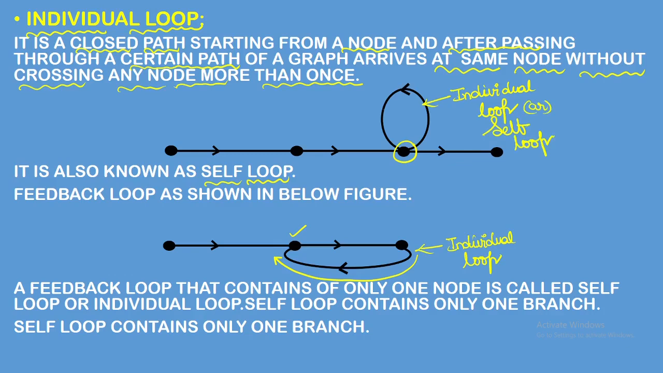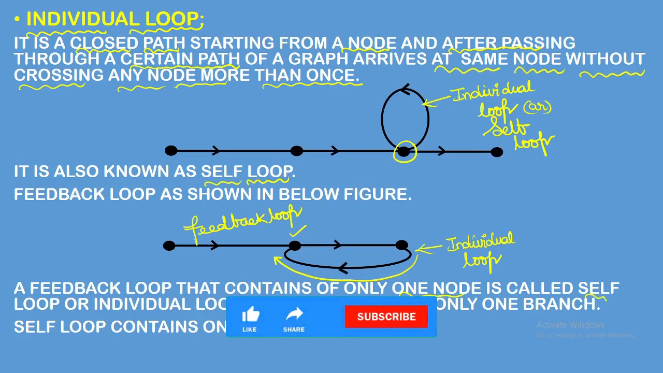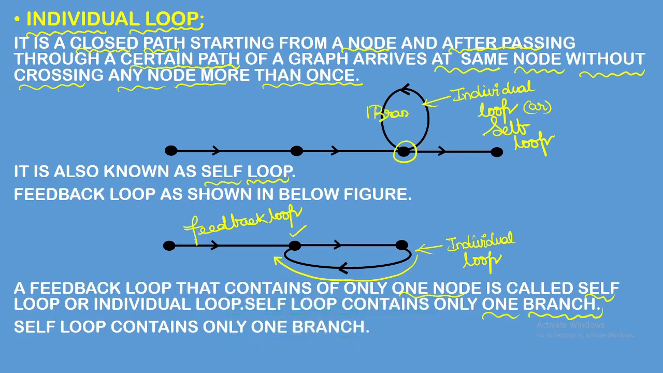A feedback loop that contains only one node, which we are going to use in the terminology. A feedback loop which contains one node is called the self loop or individual loop. A self loop contains only one branch. Here you observe the self loop has only one branch, whereas in a feedback loop or individual loop, you may have two branches like this. So a self loop contains only one branch.